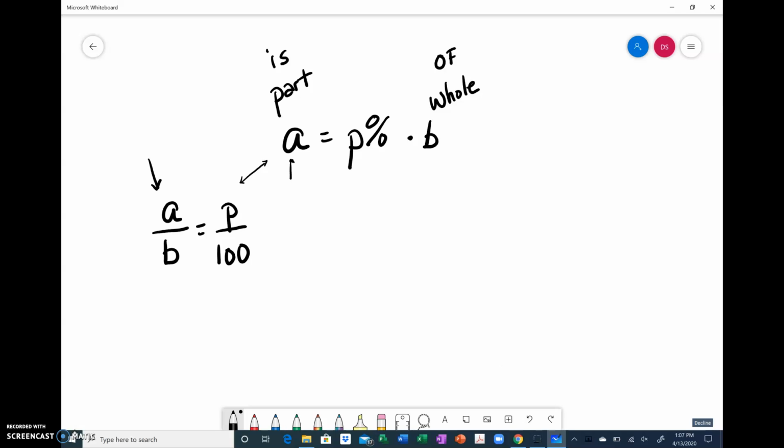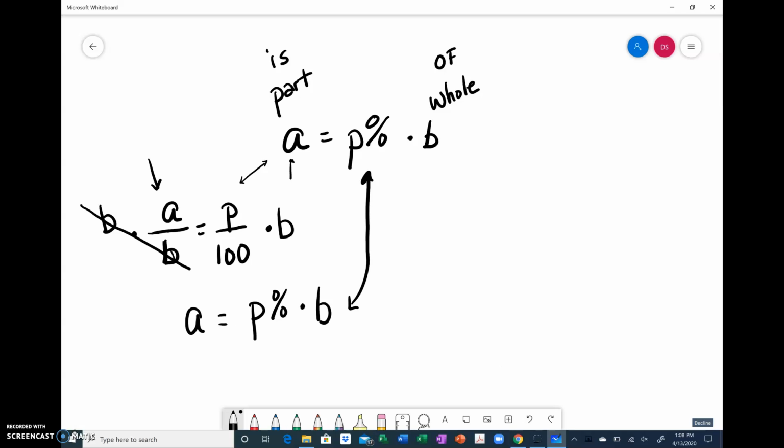Well, why is it not alone? Because it's being divided by B, okay? So how can we get A by itself? We can do the inverse operation. We can multiply it by B. But we have to do that to both sides. And when we do, it makes A alone. And the other side looks like P over 100, or P percent times B. And look, that's the same thing as the percent equation. So that's why you can use either one of them to solve any percent question.